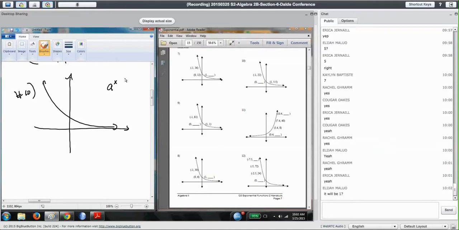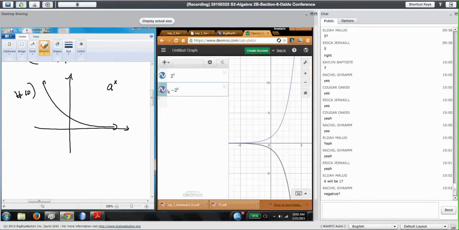It would be 1. No, it won't be 1. If a were 1, it would be a flat line, right? Because 1 to the x power is a flat line. It's a negative number. No, I disagree with you there as well, because negative numbers would just flip this thing over. It won't give you this. The exponential is negative. All right, we'll try that. Ah, yes, you're right. The exponential is negative.